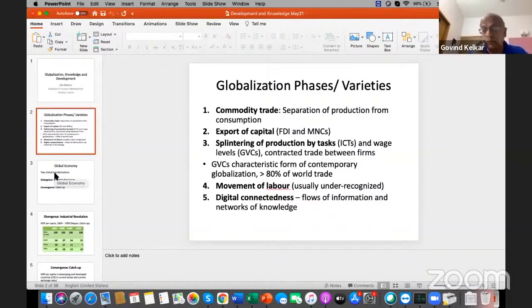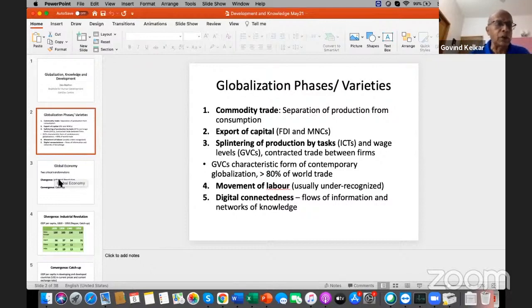For instance, in the work that I do on global value chains, I edit a series for the Cambridge University Press, with its headquarters in Cambridge and its office here in Delhi. We have a series of editors, three in the US, one in the UK, one in Italy, one in South Korea, one in China, and myself. So this is a flow of information and a network of knowledge which goes across the world. So all of these are aspects of globalization.